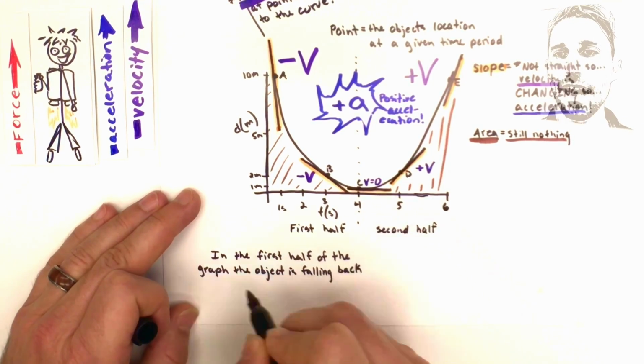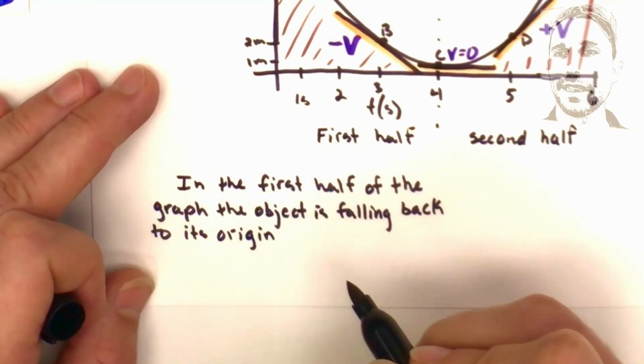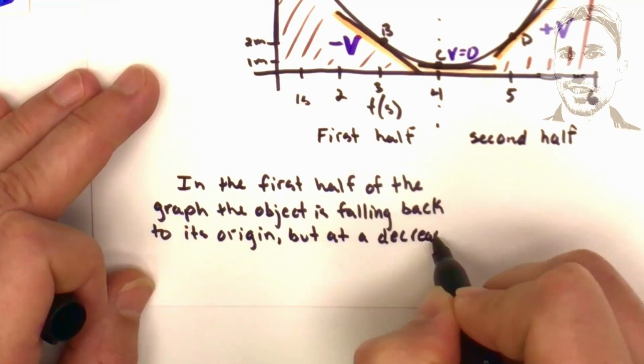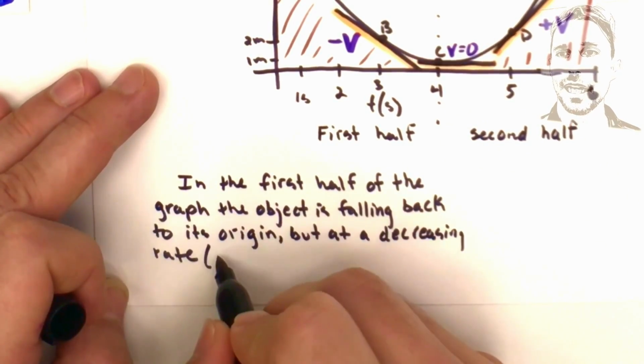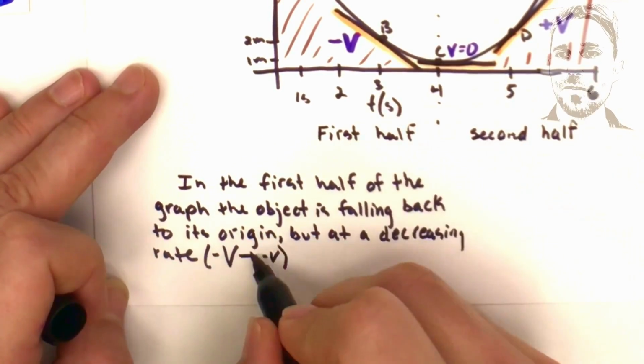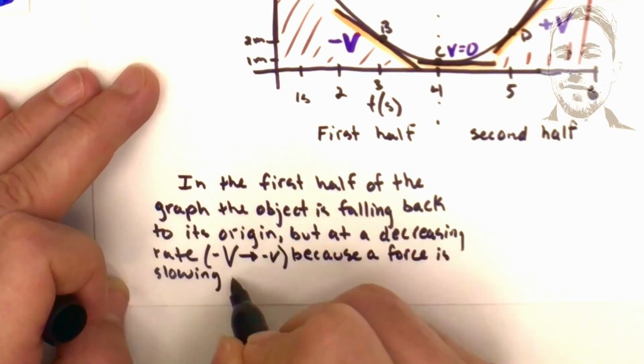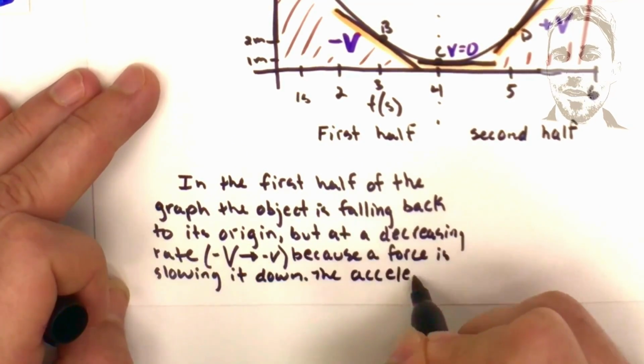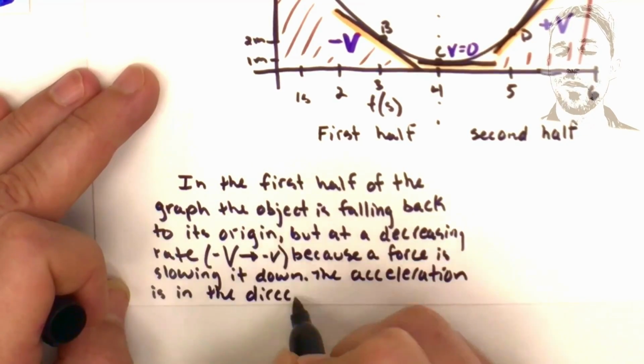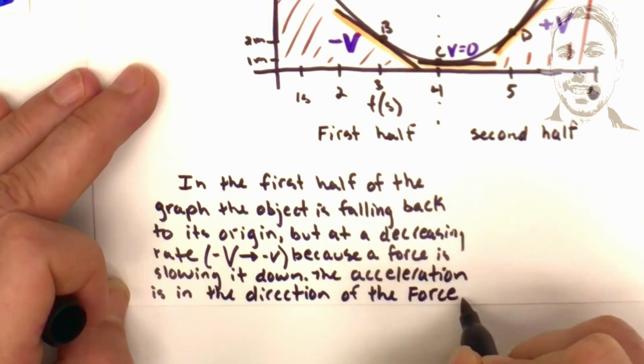In the first half of the graph, the object is falling back to its origin, to 0 meters there. But at a decreasing rate, because it's going from a negative big velocity to a negative small velocity because a force is slowing it down, right? The rocket's pushing it up.